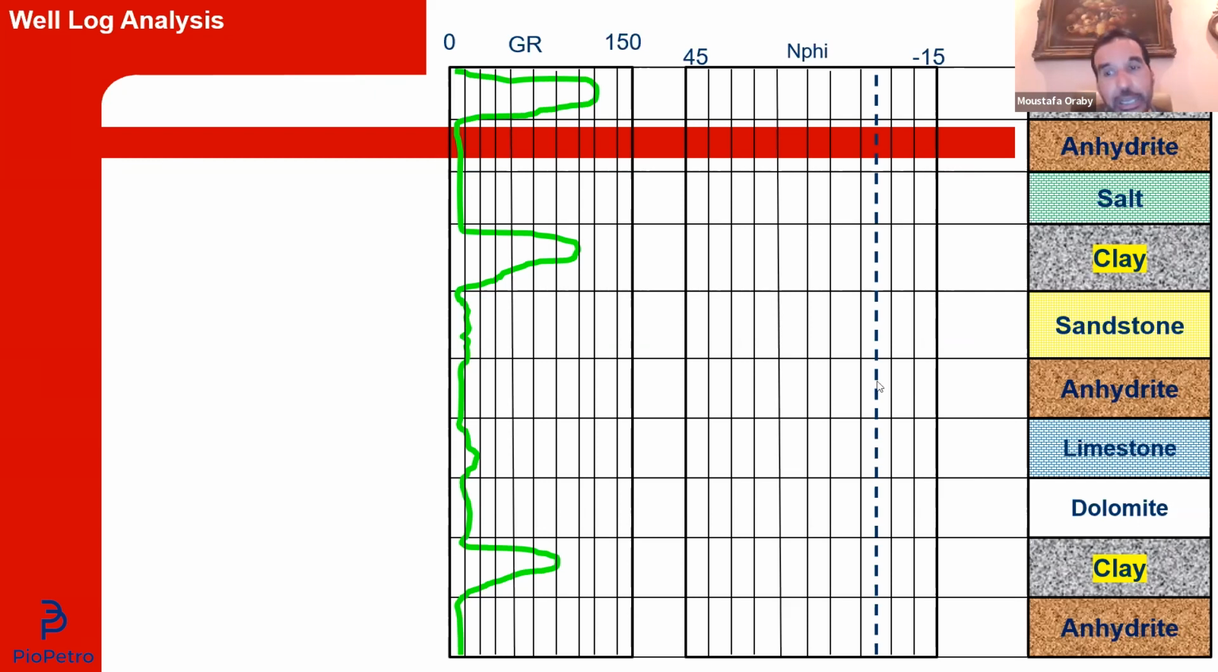How about the limestone? Again, it depends on porosity. How about the dolomite? It depends on porosity. How about the clay? It reads very high. How about the anhydrite? It reads very low. It has to read 0.